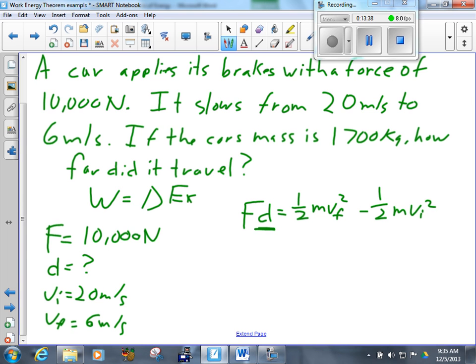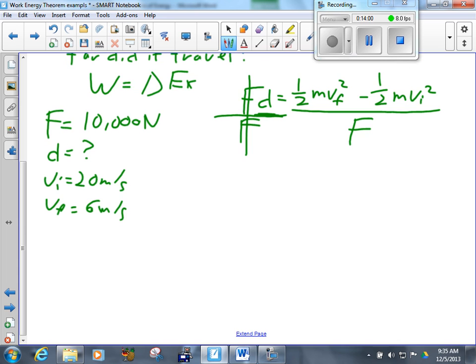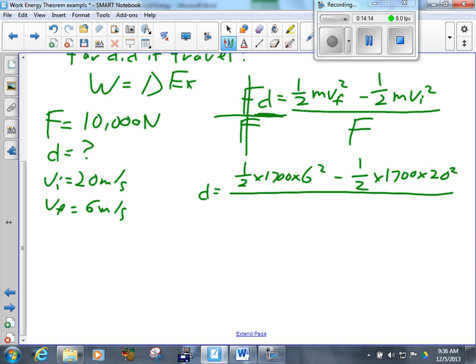I'm asked to find distance. How far did the car travel? So what do I have to do to the formula? I have to divide both sides by F. That leaves me with D. Can I plug in my numbers now? Yeah. D equals 1/2 times 1700 times 6 squared minus 1/2 times 1700 times 20 squared, over 10,000 newtons. Now, the top's going to be negative, agreed? That force that the brakes are exerting, forward or backward?